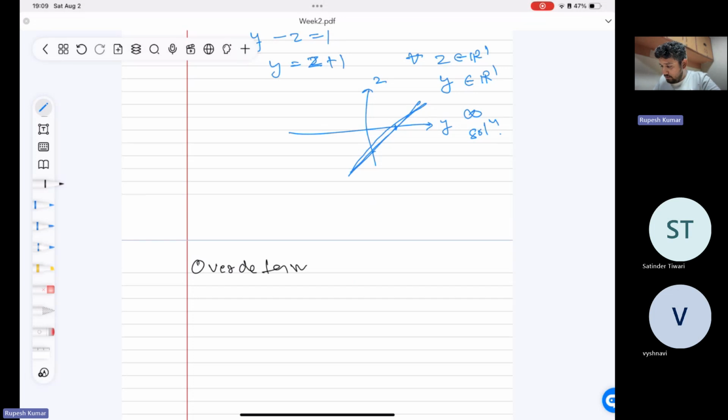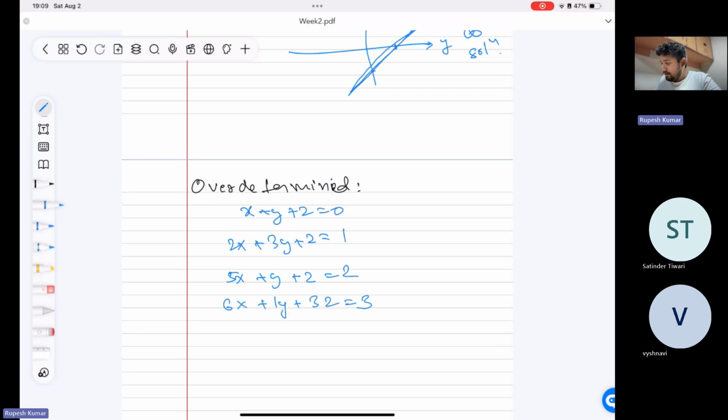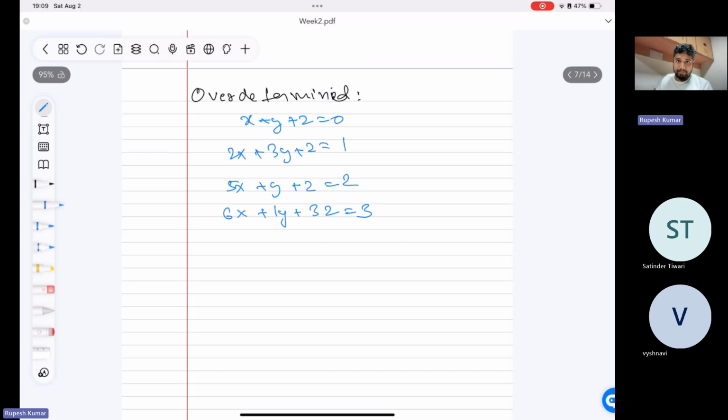So now take overdetermined, right? You are right that there will be no unique solution, no solution. In overdetermined, you can have situations like this: x plus y plus z equals 0, 2x plus 3y plus z equals 1, and then 5x plus y plus z equals 2, and 6x plus y plus 3z equals 3. You get this kind of situation, right?